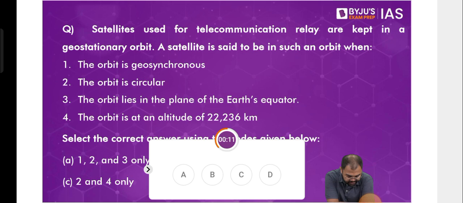So 50% of you have marked A, 25% B, 18% C, and 8% D. I needed more correct answers than this. It's a very, very easy question.